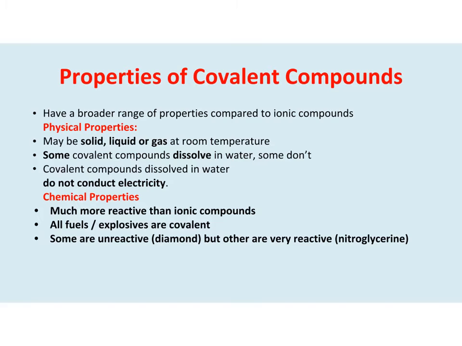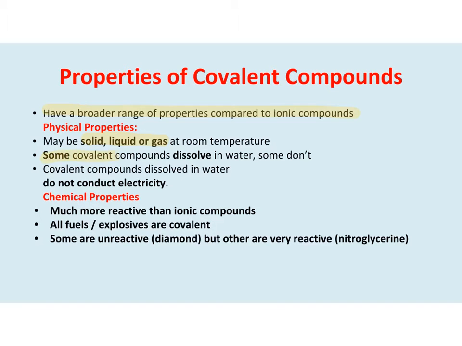Okay, so now we're going to go through some properties of covalent compounds, and these will be a little bit trickier than ionics because, again, they have a much wider range. So covalent compounds have a broad range of properties compared to ionic compounds. When we look at their physical properties, they can be a solid, liquid, or a gas. Okay, they can be all three, where ionics can only be solid. So if you see anything that's a liquid or a gas at room temperature, you know it's covalent, because ionics can't be that, but with a solid, you wouldn't know whether it's covalent or ionic.